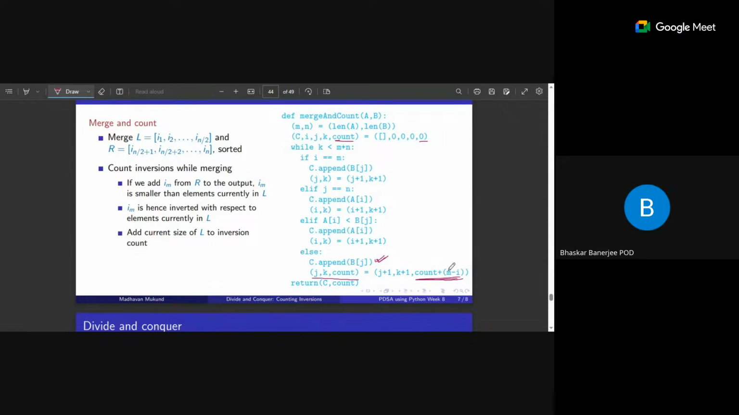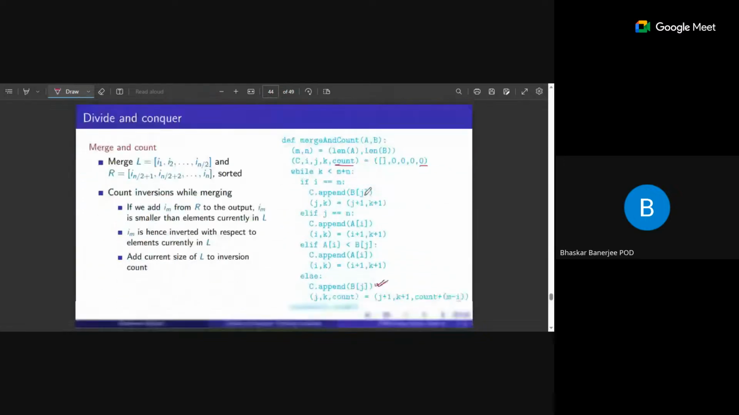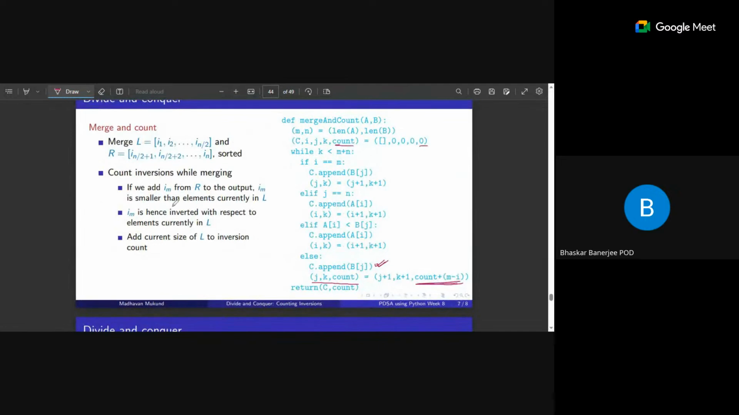And by the way, why count plus m minus i? What does m minus i mean? m is the length of the left subarray. i means the iteration which you are currently at. So I'm subtracting that to find the number of elements left over at that particular moment. Like in our example here, after 2 is removed, only 6, 7, 9 should correspond to the inversion. So m minus i caters to this amount, that is, at the ith iteration, how many elements are present in L. That's it. That's the merge code.